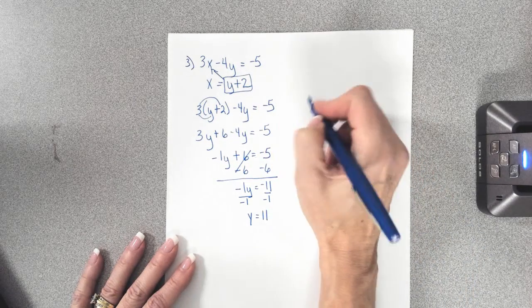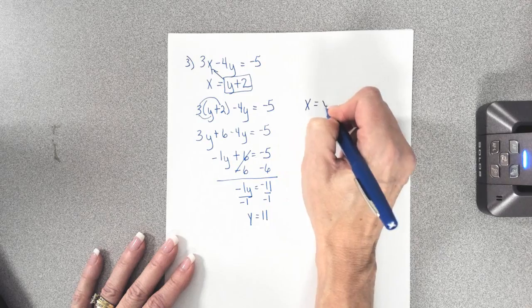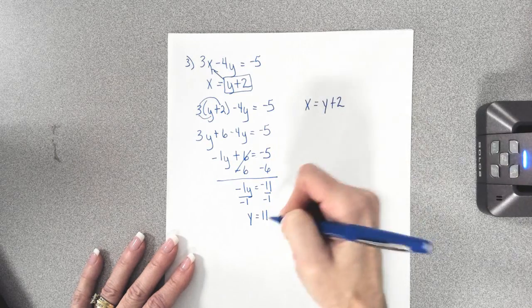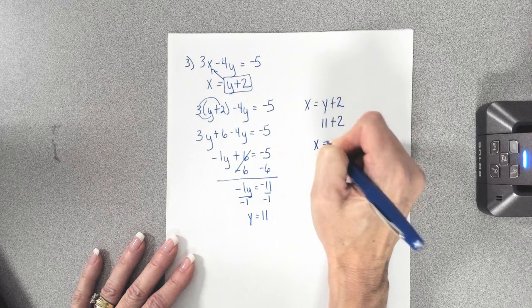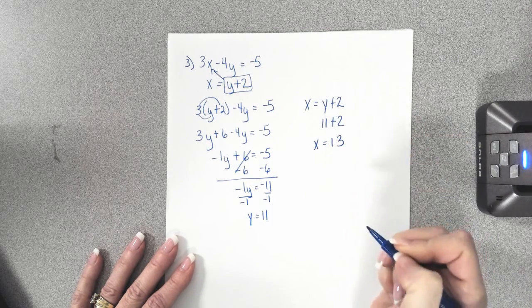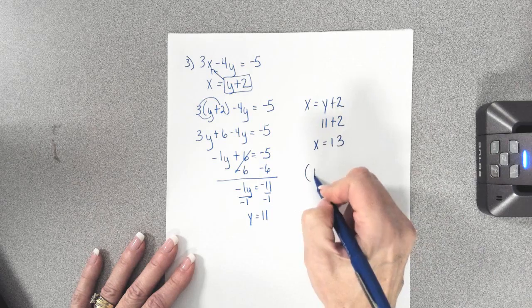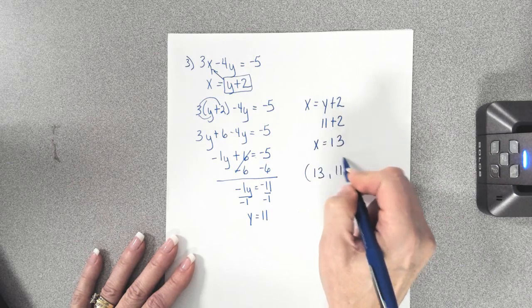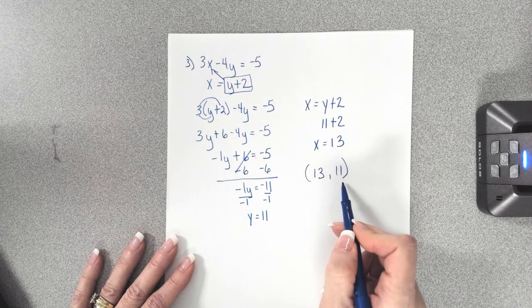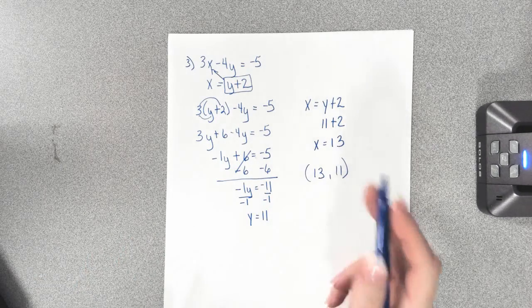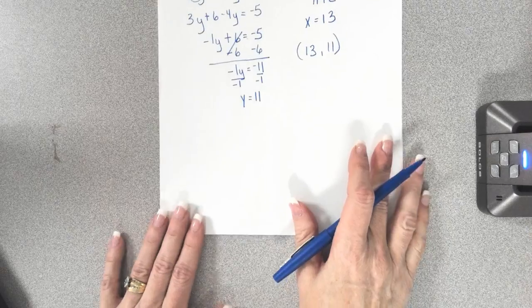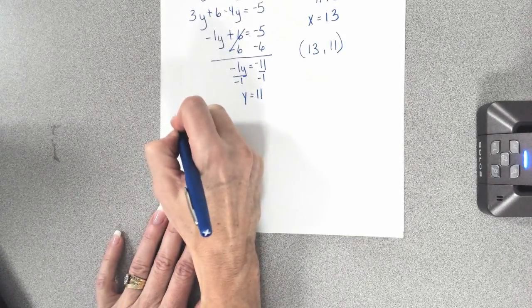Go back. Get the easy equation. x equals y plus 2. I now know that y is 11. So x equals 13. So my answer is 13, 11. Remember, this is x and then y. This is an ordered pair. All right, and then one more. Let's get a little bigger.